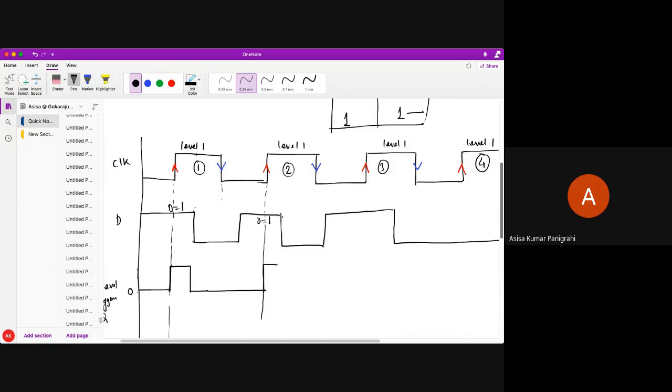So now it will continue up to this. Here again D equal to 0. So when D equal to 0, Q(n+1) is 0. It will continue up to here, level 1. Okay, in this level 1 there is no change, so it will continue up to the next level 1. So this is my level 1. At that time D equal to 1.